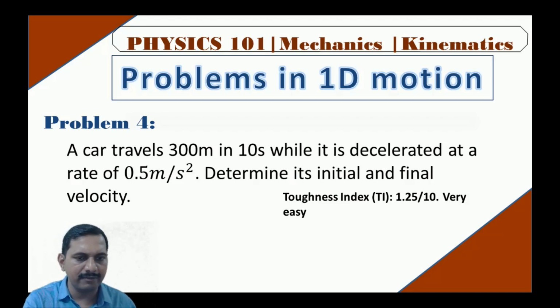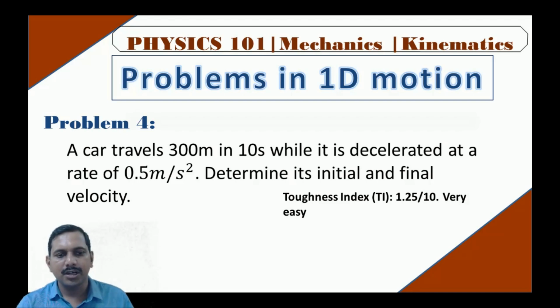A car travels 300 meters in 10 seconds while it is decelerated at a rate of 0.5 meters per second squared. Determine its final and initial velocity.